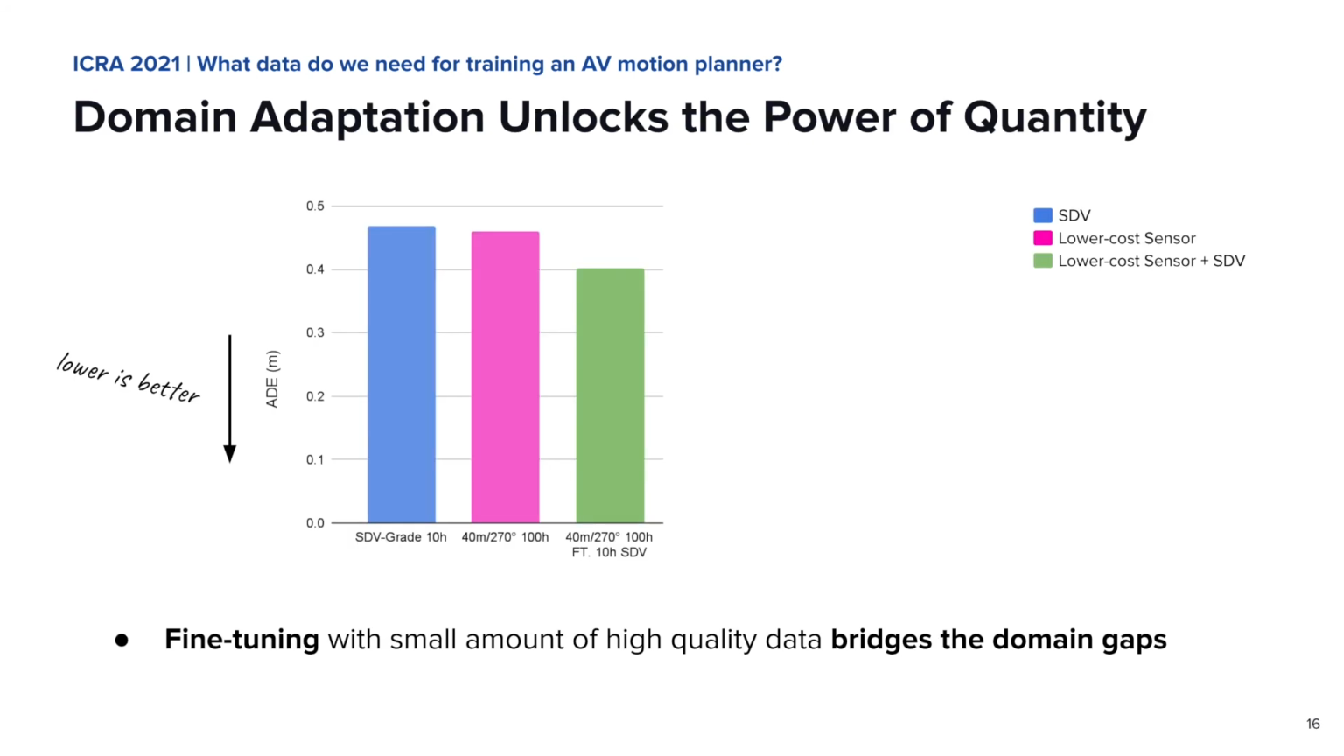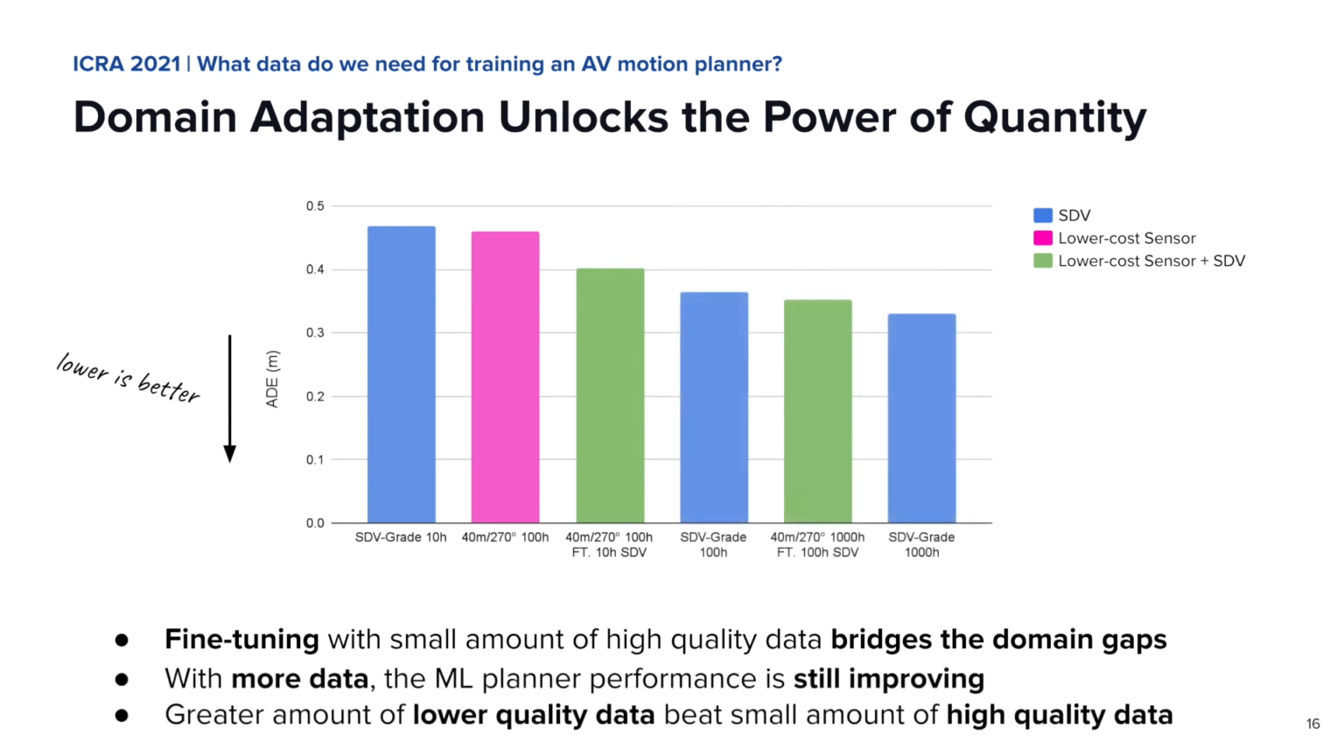And this method really works. Here we can see that the green bar shows that by training with 100 hours of low-quality data and fine-tuning on a small amount of high-quality data, the error reduced dramatically compared to the blue and pink bars, which are the models using self-driving vehicle grade data and low-cost sensor data alone. When we give it more data, we can see that the performance of the machine learning planner continues improving, and with the help of the domain adaptation, a greater amount of lower quality data beats a small amount of high quality data.